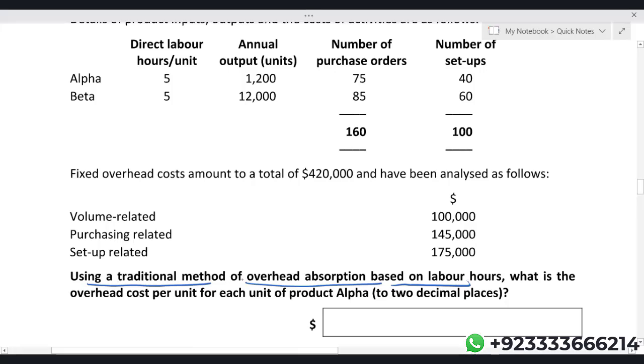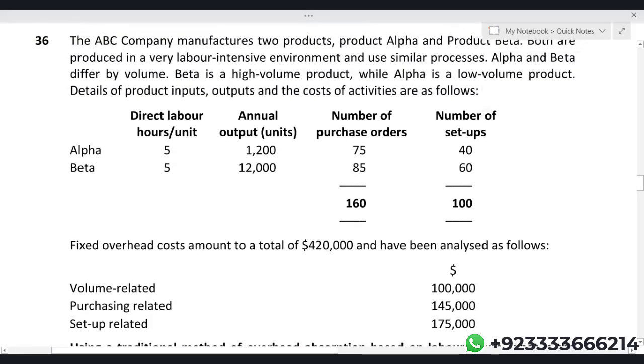Using a traditional method of overhead absorption based on labor hours, what is the overhead cost per unit for each unit of product alpha? What is the overhead cost per unit of each unit of alpha? So simply, student, first we need to calculate fixed overhead rate per labor hour in, I would say, what is the name of the company? ABC company. Then it will become easy to calculate the result.